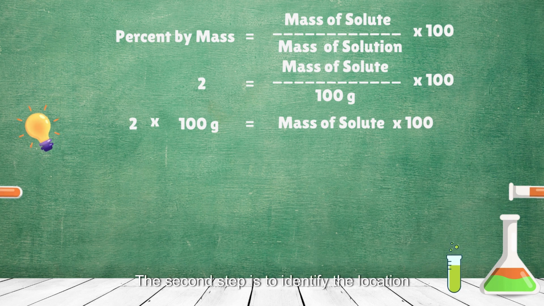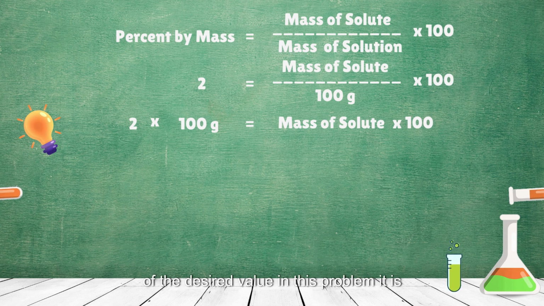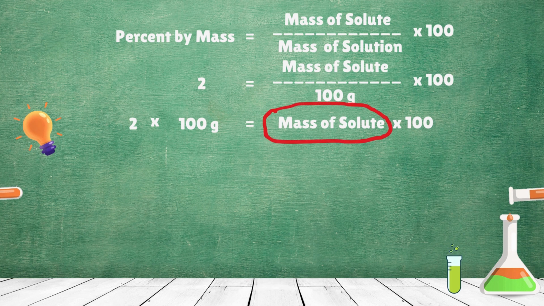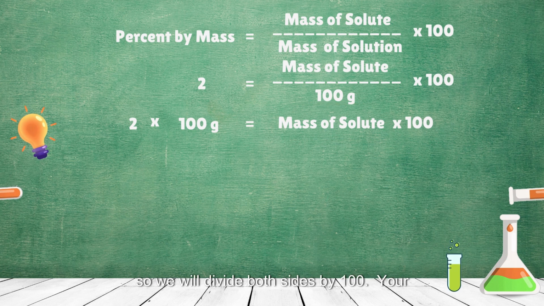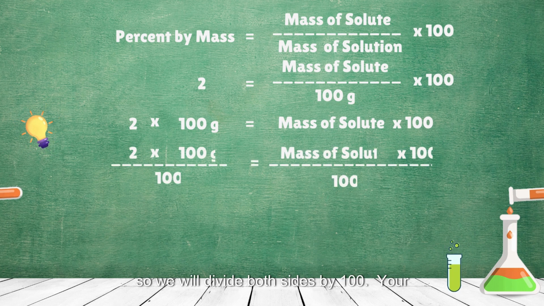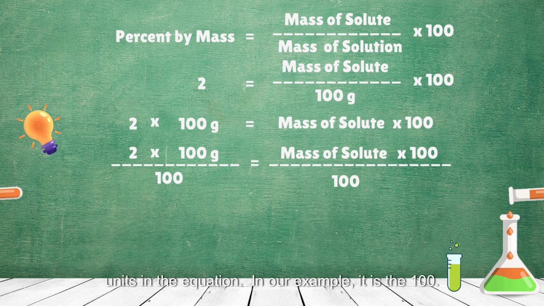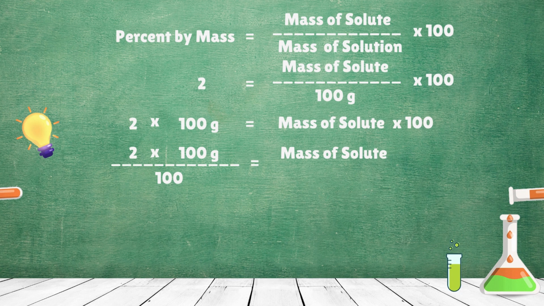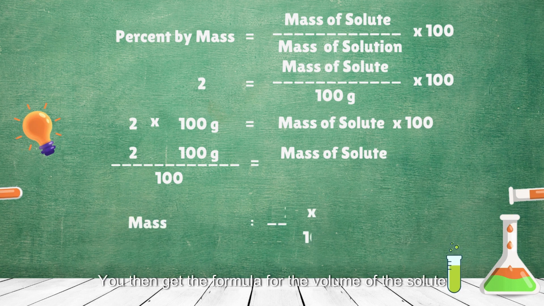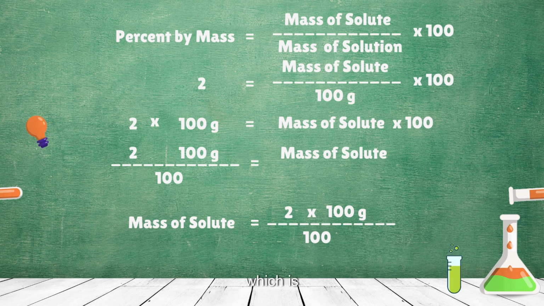The second step is to identify the location of the desired value. In this problem, it is the mass of solute, which is just beside 100. We would want the 100 to be eliminated, so we will divide both sides by 100. Your equation should appear like this. Step 3 is for you to cancel the same units in the equation. In our example, it is the 100. You then get the formula for the mass of the solute, which is.